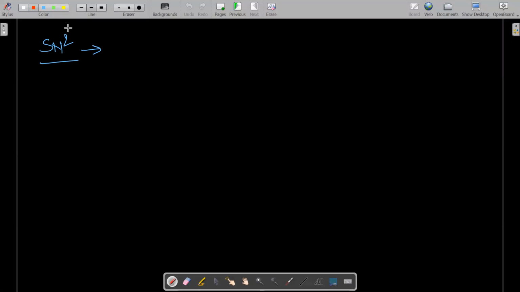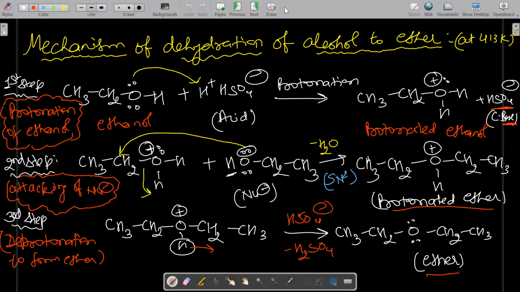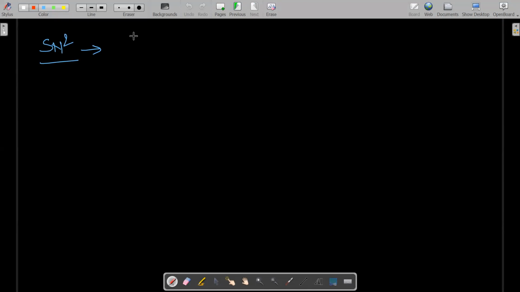So which type of mechanism is this? SN2. And all of you know the SN2 mechanism is favorable for which alcohol? Always the 1 degree. So actually the ether formation is an SN2 mechanism. So in this case, the ether will be formed from primary alcohol, or we can say only primary alcohol can form ether. Primary alcohol can form ether as well as alkene.